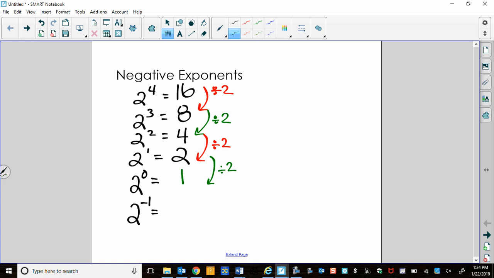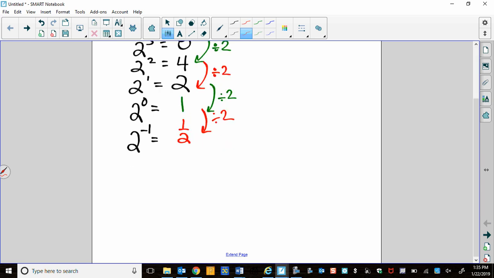Well, 2 to the negative 1 power, if I take the same rule, I'll take that 1 and I'll divide by 2. We all know that 1 divided by 2 is 1/2. So I'll put 1/2 right here. And if I keep going, 2 to the negative 2 power, I'll take 1/2 and divide that by 2. So this will get me 1/4.